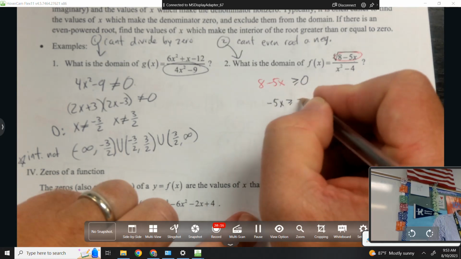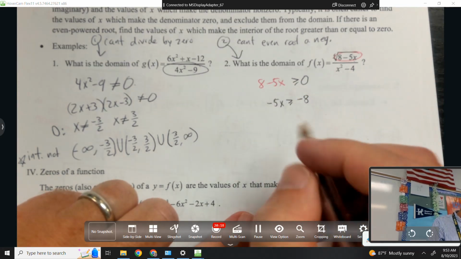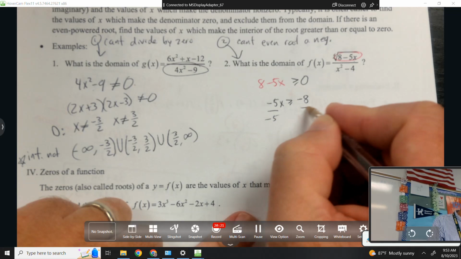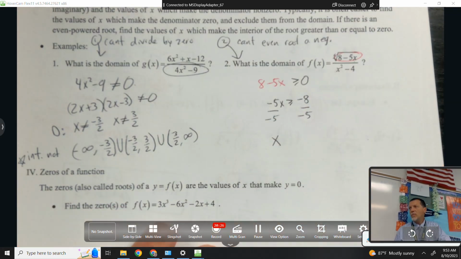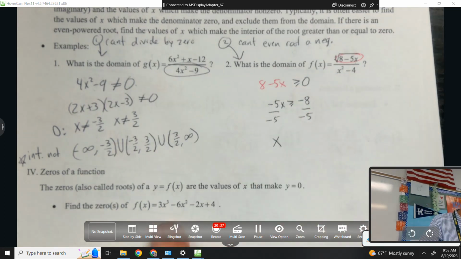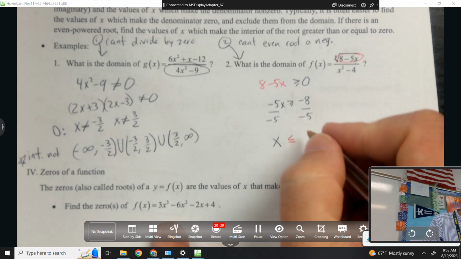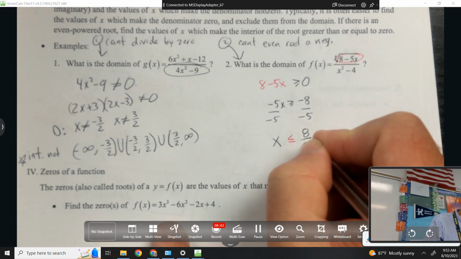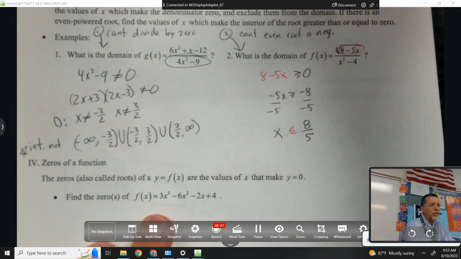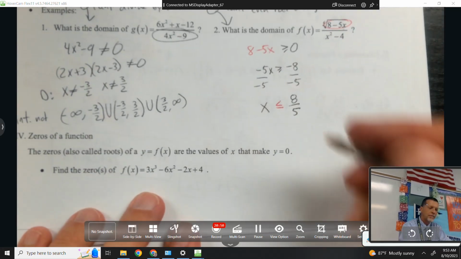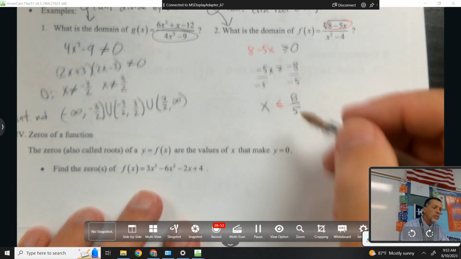So let's subtract the 8 over, divide by -5. We'll see who's really paying attention, whose math brain is turned on after the summer. Flip the sign. If you remember to flip the sign when I make a big deal about it, would you remember to flip the sign if I hadn't said anything? Thank you for your honesty. It's one of those, you know the rule when the math teacher reminds you of the rule, but would you have remembered the rule on your own? I hope so.